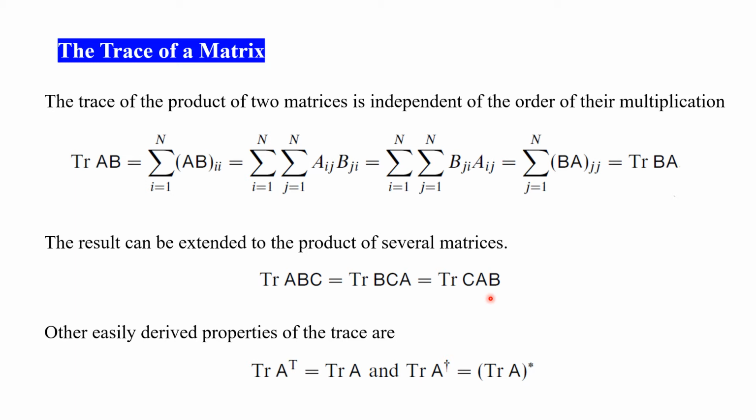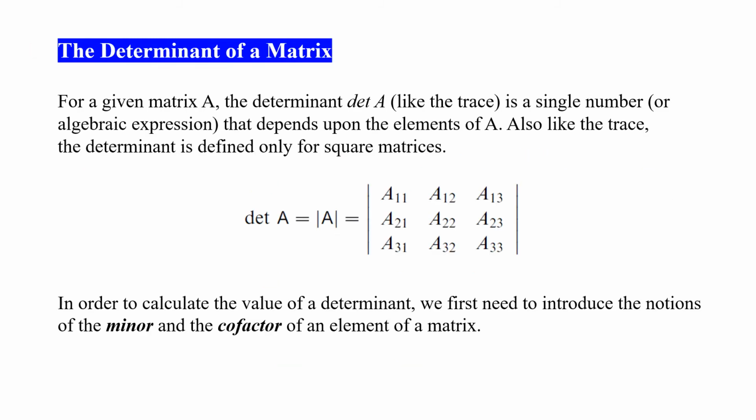Other easily derived properties of the trace are the following. The trace of A transpose is equal to the trace of A, and the trace of A dagger, or the Hermitian conjugate of A, is equal to the complex conjugate of the trace of A. So these are some of the easily derived properties of the trace.